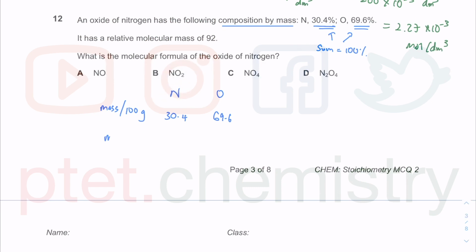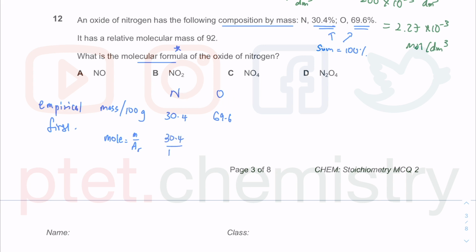What we do next is we do mole. Mole equals mass over Ar, because we are trying to work out empirical first. Yes, they're asking for molecular, but you do not get molecular unless you can get empirical first. So empirical is your first step. Empirical formula is defined as the simplest ratio of atoms in the compound.